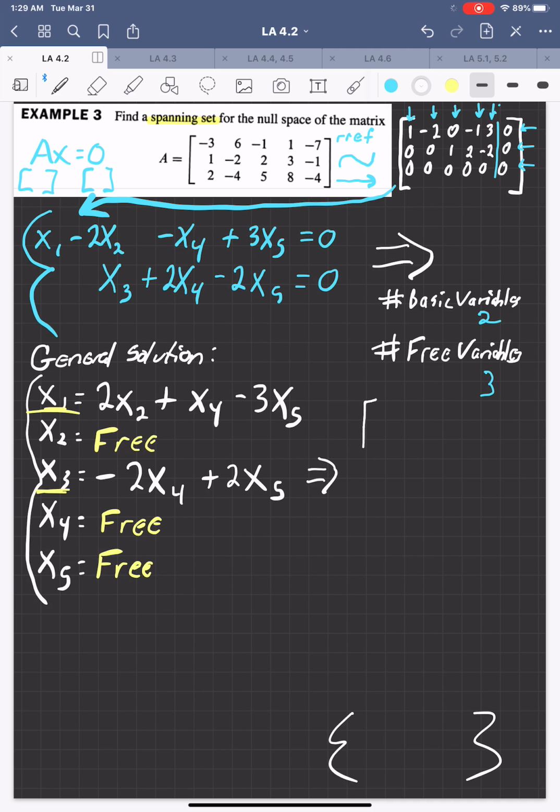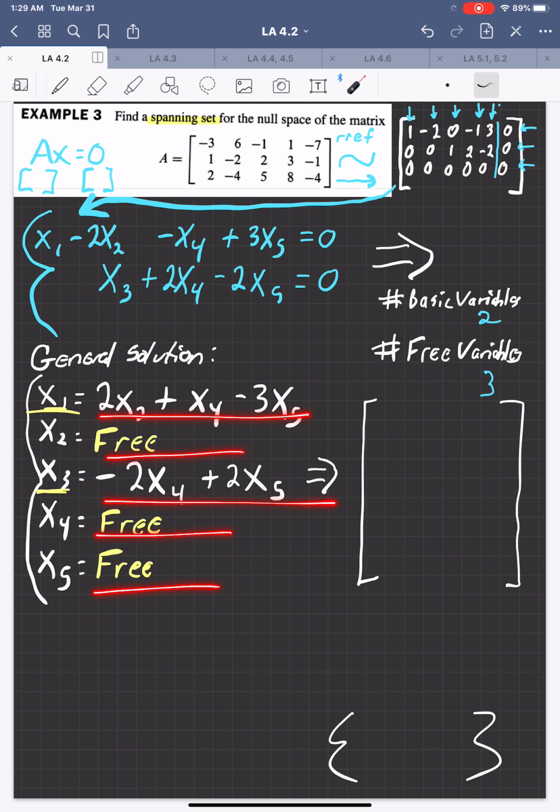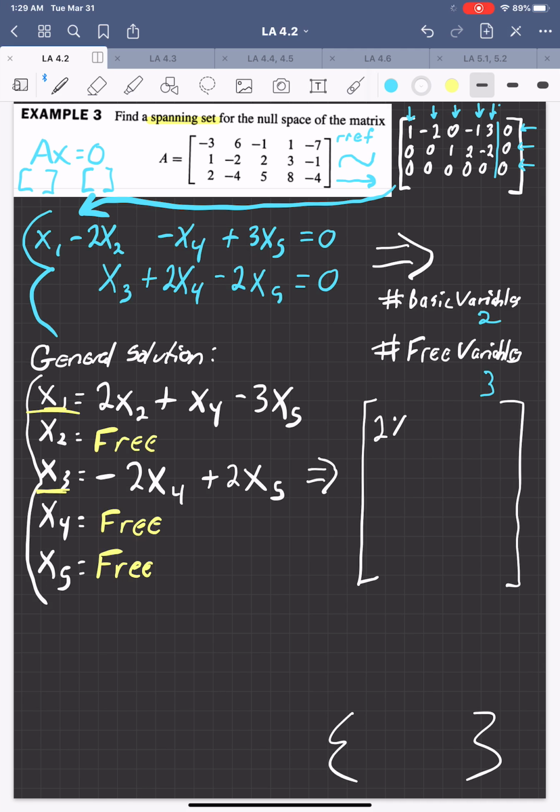So I'm gonna start here. This is an optional step. What I'm about to write in this matrix here is the right-hand side of each of this general solution, right? So we still have x sub 1 equals, but let me now go ahead and write it as x sub 1 equals what? It equals 2 x sub 2 plus x sub 4 minus 3x sub 5.